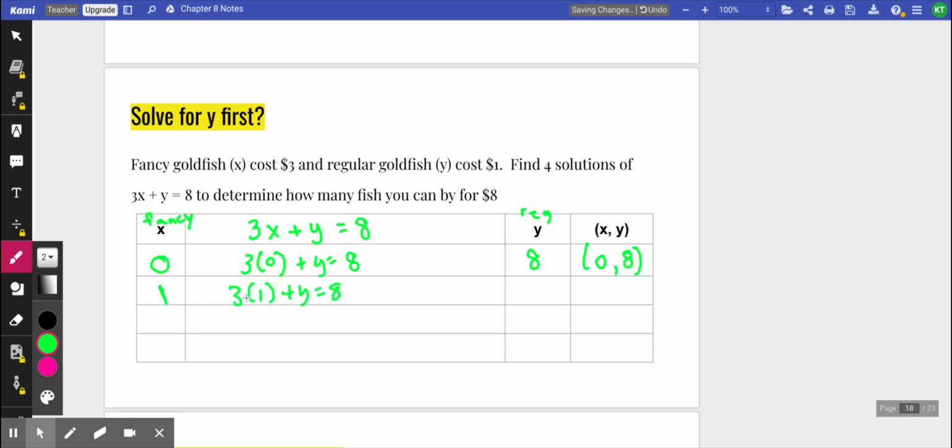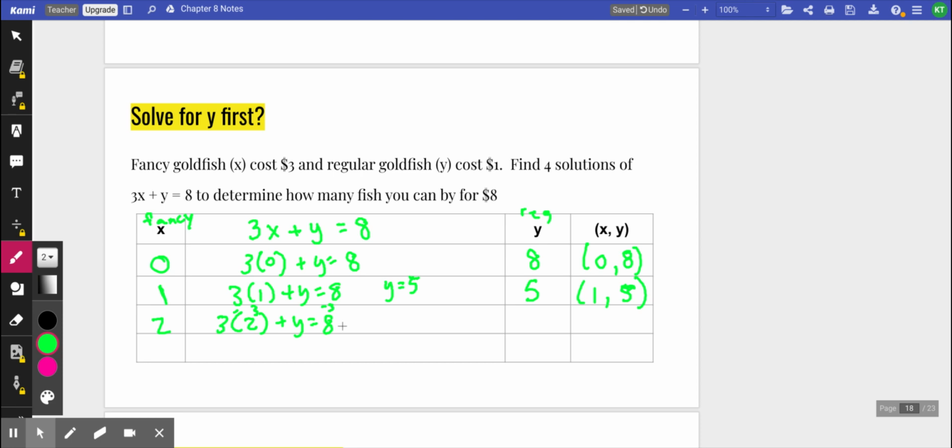So I spent $3 on the fancy, right? Which leaves me with how much money left for the regular, right? And so if I went minus 3 from both sides, it leaves me with y equals 5, right? It's $5 left after spending 3, and then I can buy 5 of the regular fish for $1. So if I bought one fancy, I could buy 5 of the regular, right? Let's try 2 fancy, right?